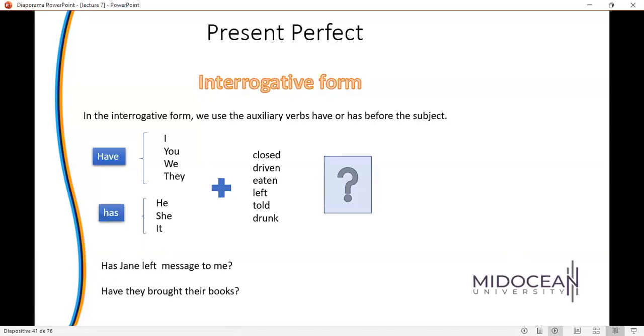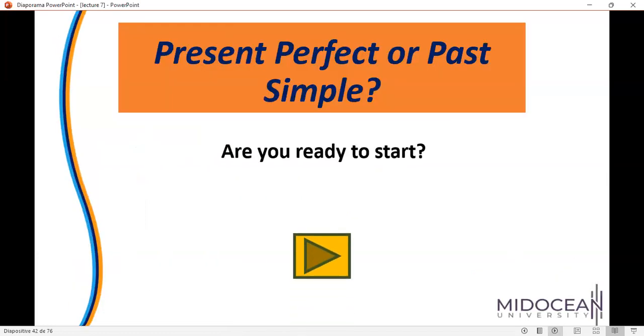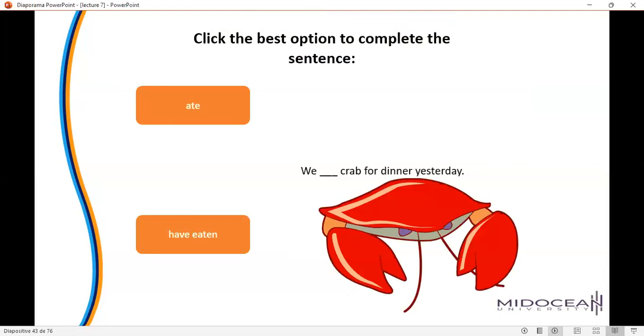I continue. Present perfect or past simple. Let's practice now. Are you ready to start? Let's practice.